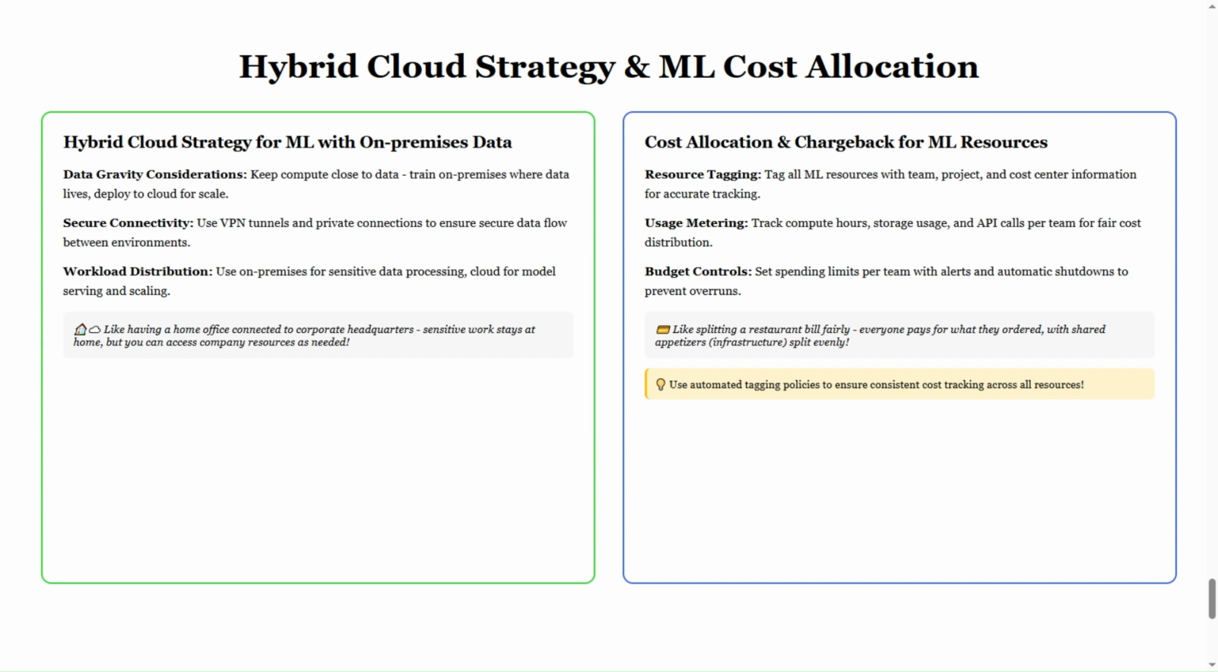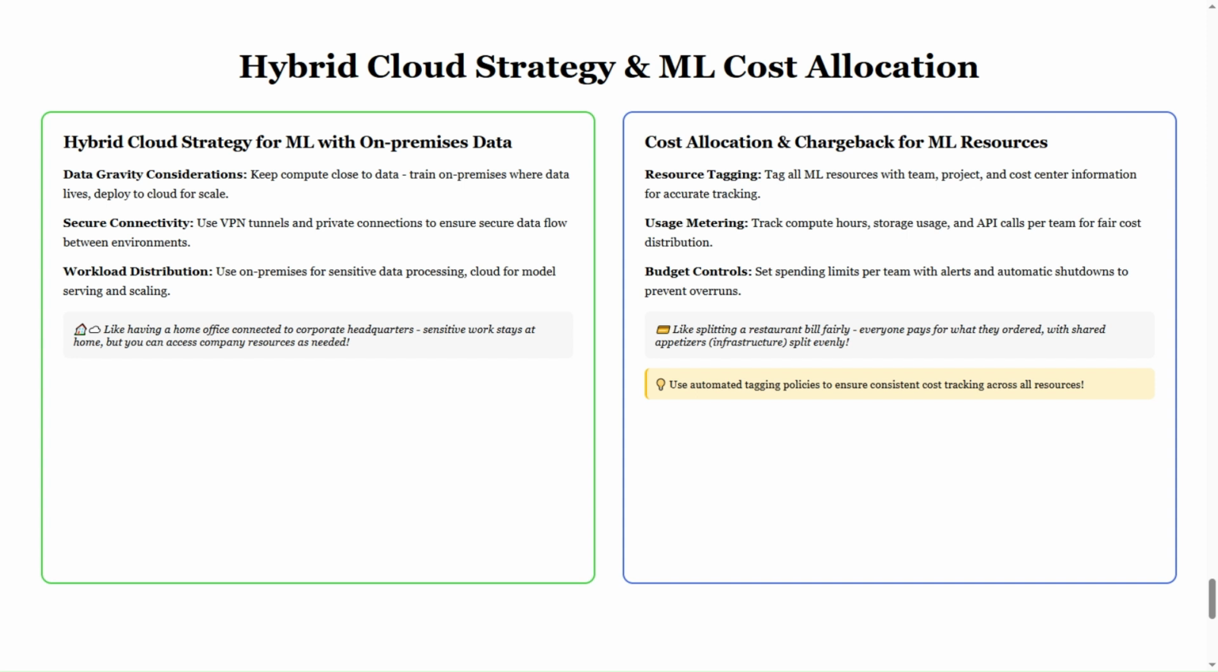Secure connectivity. Use VPN tunnels and private connections to ensure secure data flow between environments. Workload distribution. Use on-premises for sensitive data processing, cloud for model serving and scaling. Like having a home office connected to corporate headquarters, sensitive work stays at home, but you can access company resources as needed. Cost allocation and chargeback for ML resources.